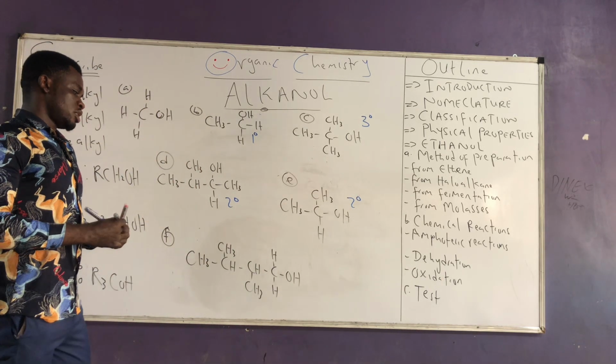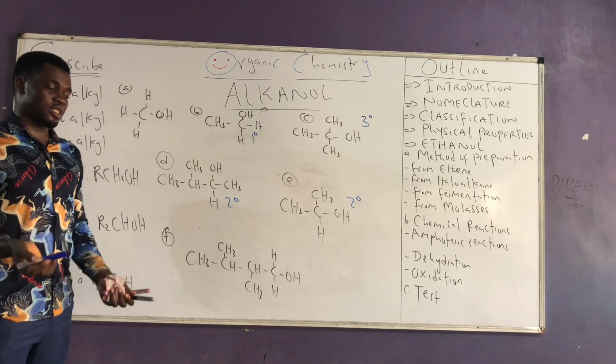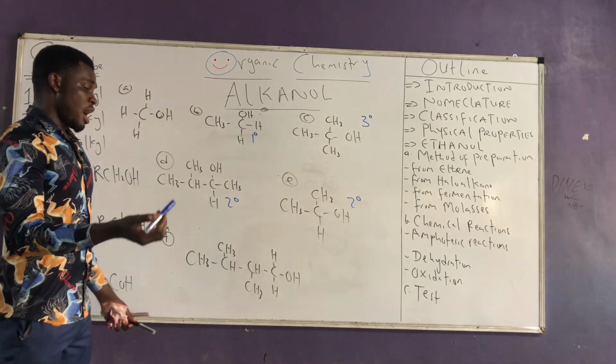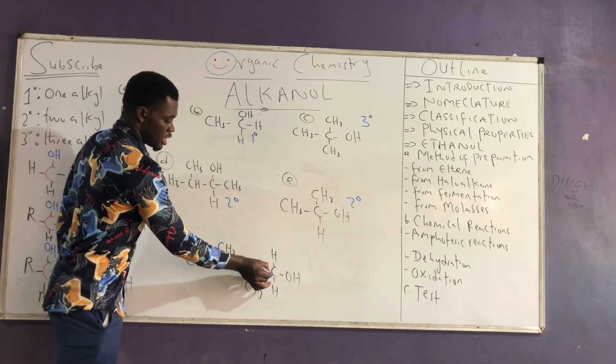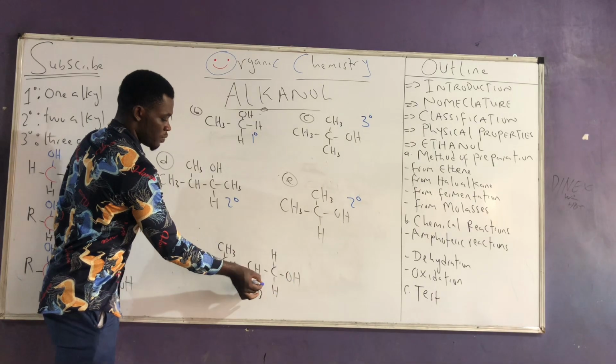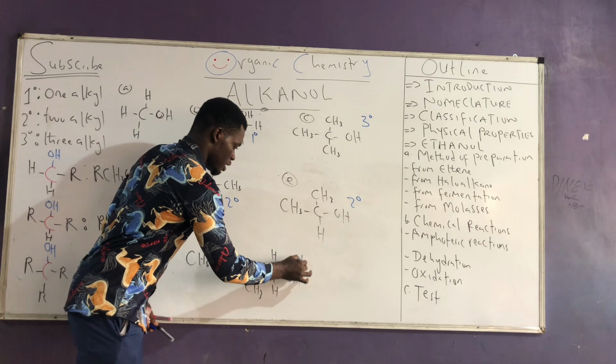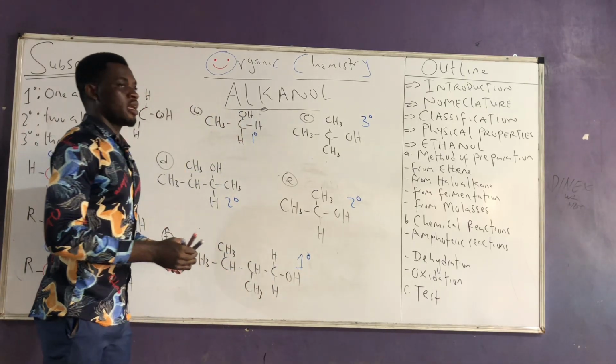So look at this compound. Tell me if it is primary, secondary, or tertiary. Obviously, this compound will be a primary alkanol. Why? Because this is the carbon with the OH functional group. There's only 1 alkyl group directly attached. So this also is a primary alkanol.